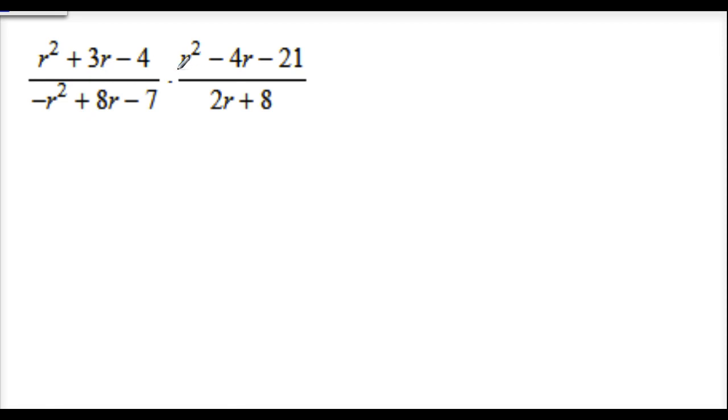r squared plus 3r minus 4 over negative r squared plus 8r minus 7, times r squared minus 4r minus 21 over 2r plus 8. Factor each one of these, okay? So let's factor our first one here. What do I get with the first one? Yes? 4 and 1, so r plus 4 and r minus 1. R plus 4, r minus 1. Okay, verify. You get positive 3 and negative 4.